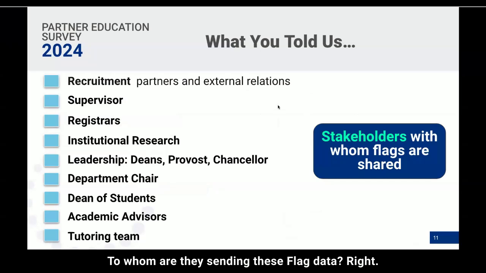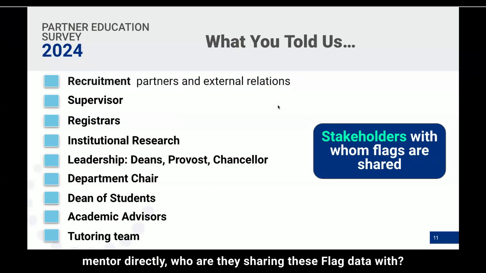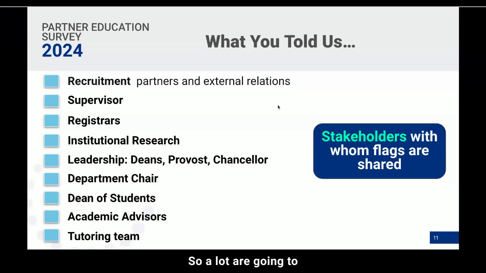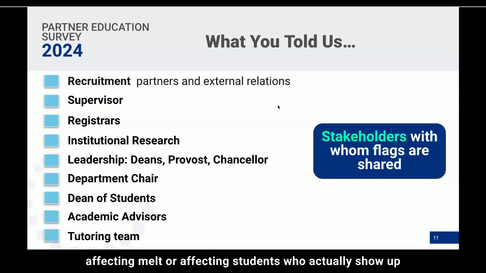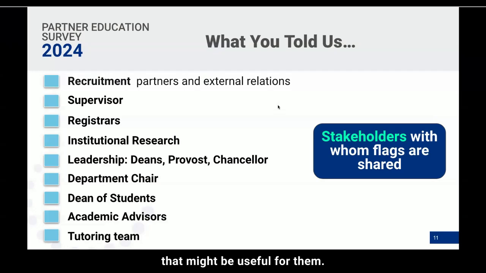To whom are they sending these flag data? If they're not reaching out to the mentee or the mentor directly, who are they sharing their flag data with, my colleagues? So a lot are going to recruitment, partners, and external relations. Having a mentorship program is great for recruitment. Students want to see that this exists for them, and it's great for getting students to come to campus. But also there are a number of flags where the information that comes in is part of affecting melt, or affecting the students who actually show up on that first day of school. So think about your recruitment partners if you have some flag data that might be useful for them.